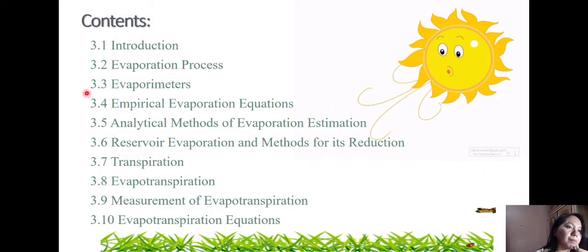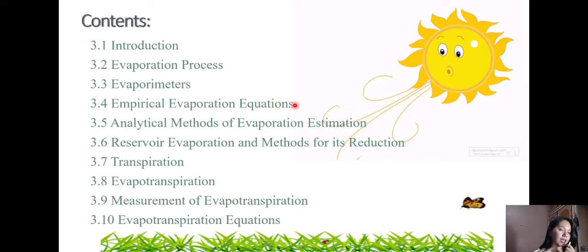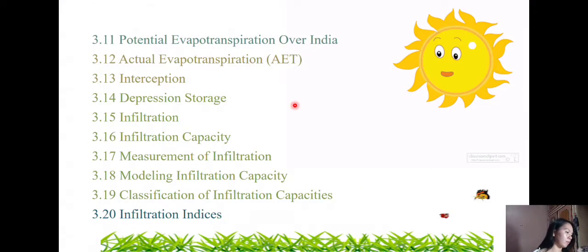Sections 3.1, introduction, 3.2, evaporation process, 3.3, evaporimeters, and 3.4, empirical evaporation equations, I will be the one to discuss, and the rest will be discussed by my fellow reporters.